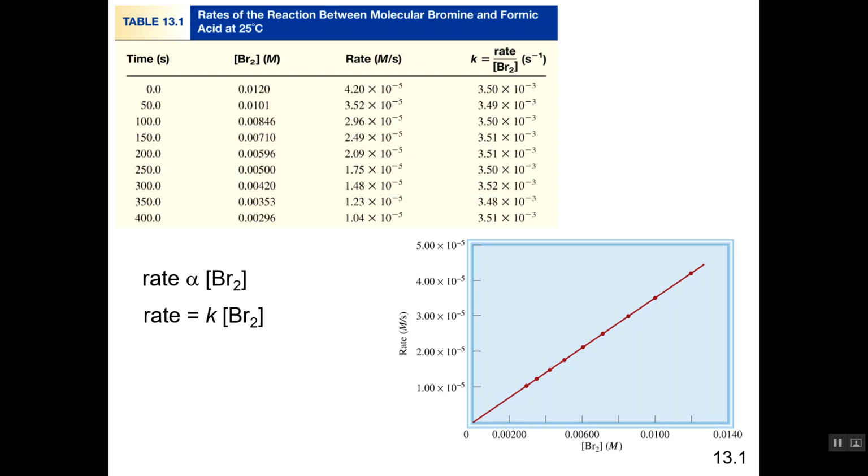And you're going to learn about rate laws. This is what a rate law, or the rate law for this reaction, is, right? And we can rearrange this to get k is equal to the rate over the concentration of bromine. So k is, of course, the constant of proportionality in this reaction.